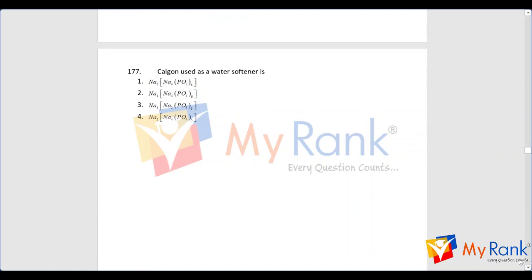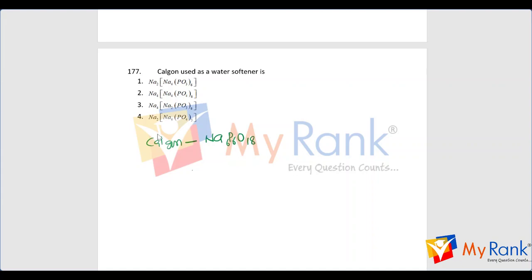Calgon used as a water softener is. So which of the following is calgon? Generally we know the calgon is sodium hexametaphosphate, Na6P6O18. Then what is the actual form of the calgon?